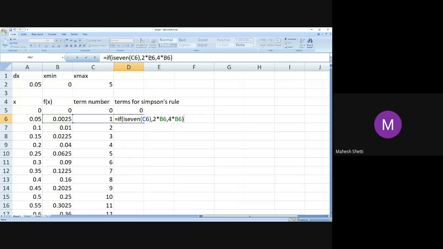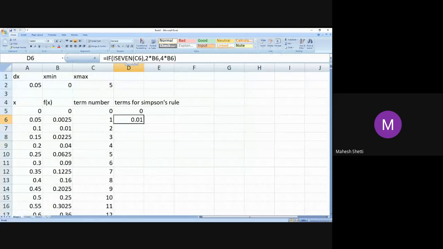If the condition is true, what should the value be? Comma. If the condition is false, what should the value be? Which condition am I taking? I'm using the ISEVEN function. ISEVEN gives me a true value if C6 is even, and it will give me a false value if C6 is odd. Okay, so I'm using this.